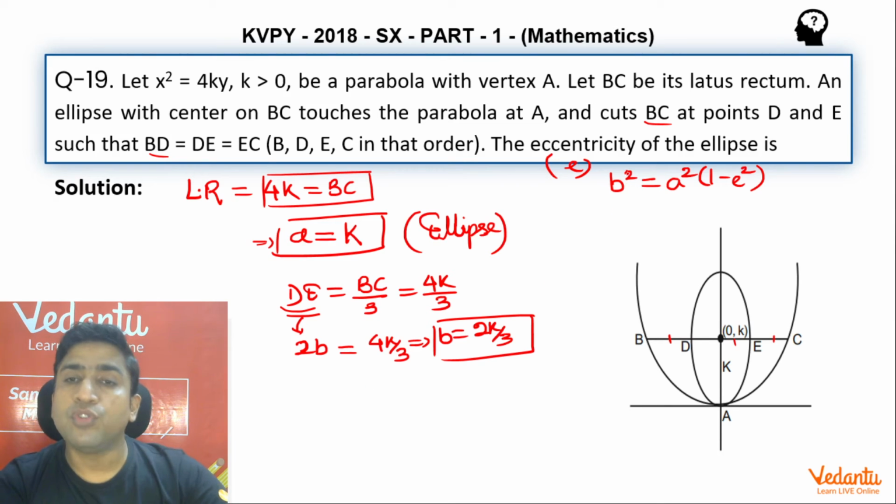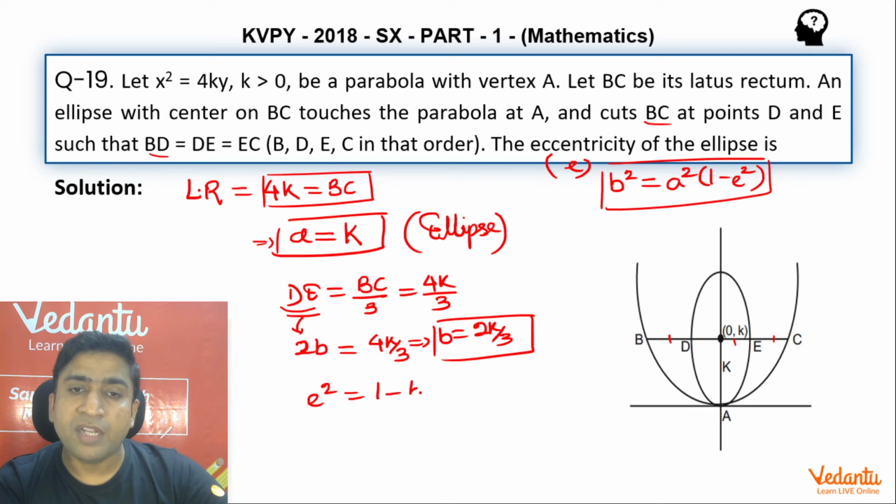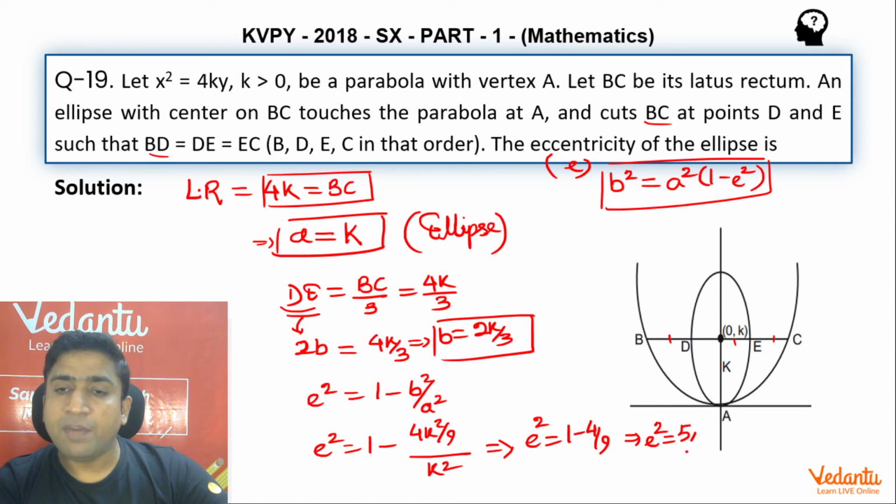Now, all I have to do is utilize the formula b square is equal to a square times 1 minus e square. The value of e square will be 1 minus b square upon a square. Putting in the values, b square is 4k square upon 9, and a square is simply k square. On simplifying, e square comes out to be 1 minus 4 by 9, hence e square is 5 upon 9. Hence, the value of eccentricity is under root 5 upon 3.